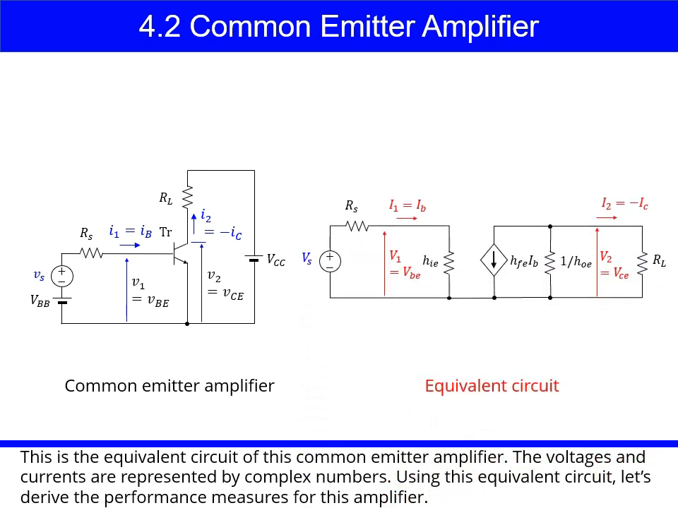This is the equivalent circuit of this common emitter amplifier. The voltages and currents are represented by complex numbers. Using this equivalent circuit, let's derive the performance measures for this amplifier.